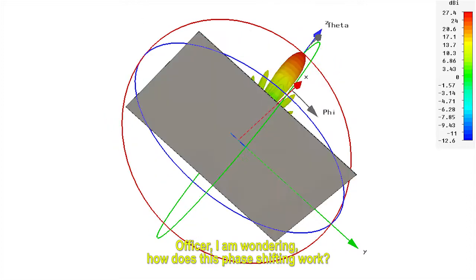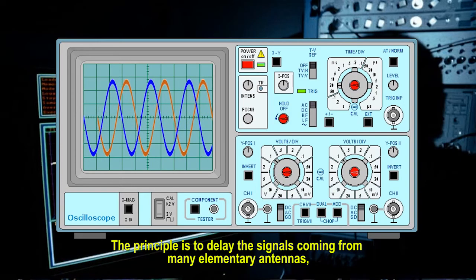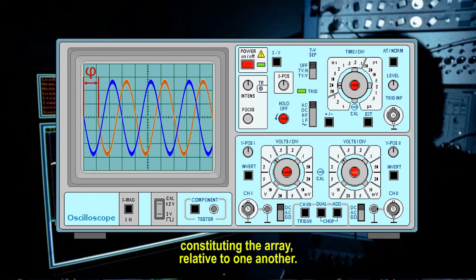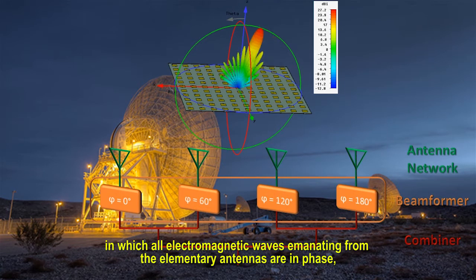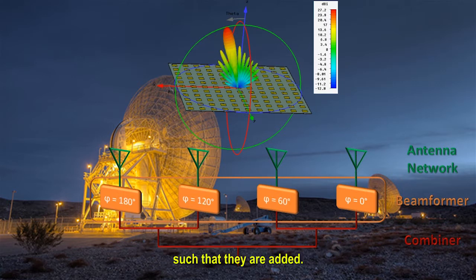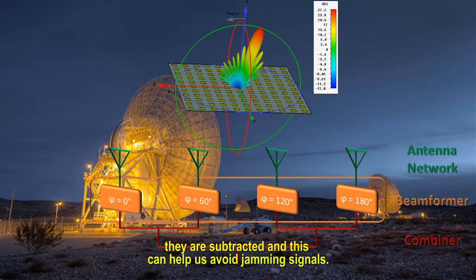Officer, I'm wondering, how does the phase shifting work? The principle is to delay the signals coming from many elementary antennas constituting the array relative to one another. The beam of the array is pointed towards the direction in which all electromagnetic waves emanating from the elementary antennas are in phase, such that they are added. If those electromagnetic waves are out of phase, they are subtracted, and this can help us avoid jamming signals.